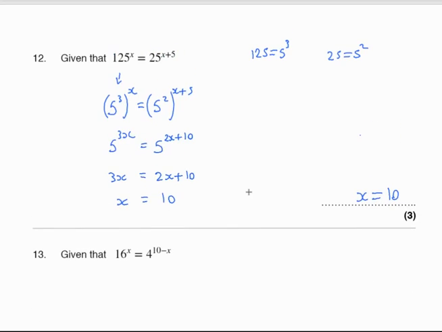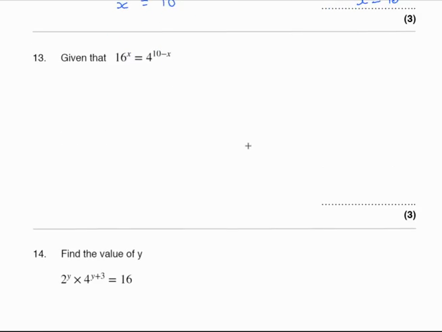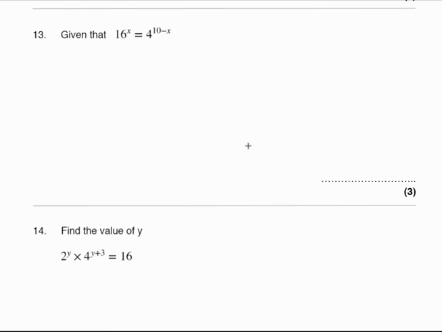Interestingly, this question says, given that 125 to the power of x equals 25 to the power of x plus 5. They haven't actually asked us to do anything, but let's just say that we're solving the questions. I know, it's a little bit like, what? But that's what we're trying to do. Right, with this one, we recognize we can do this one of two ways.